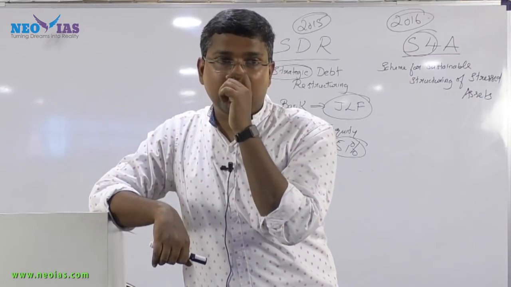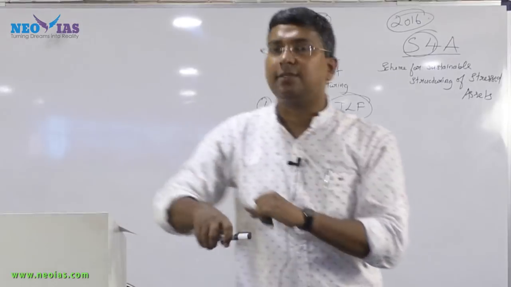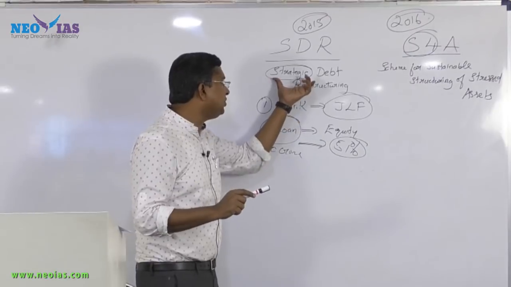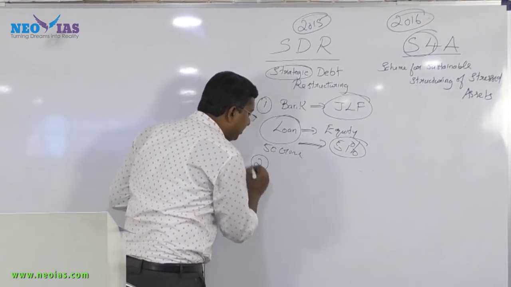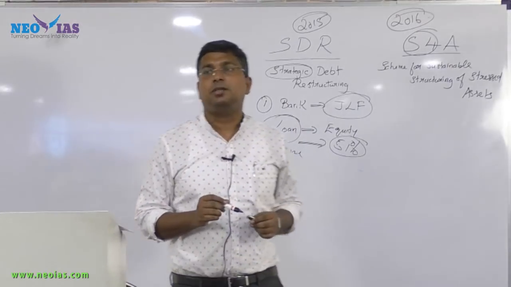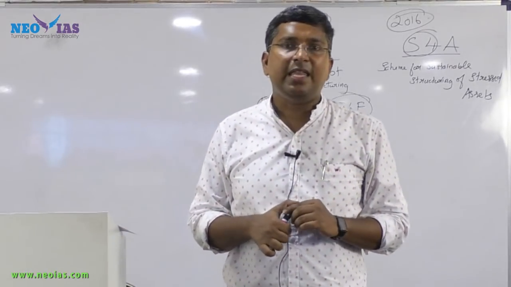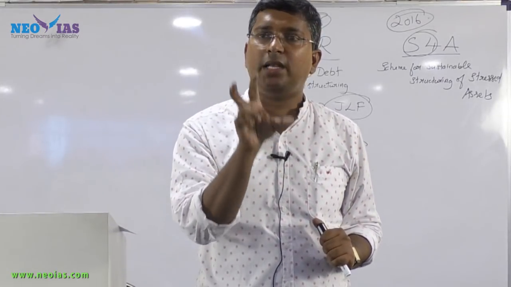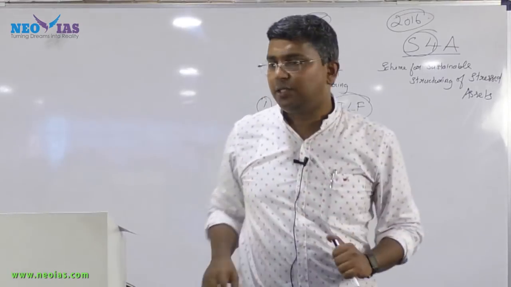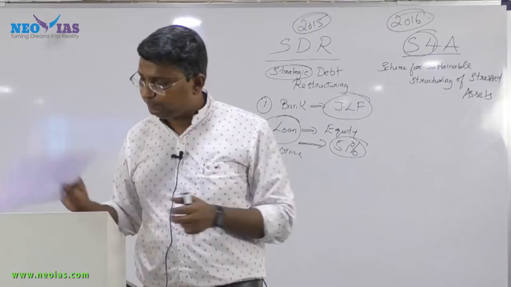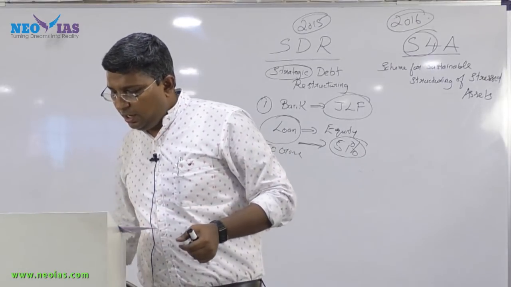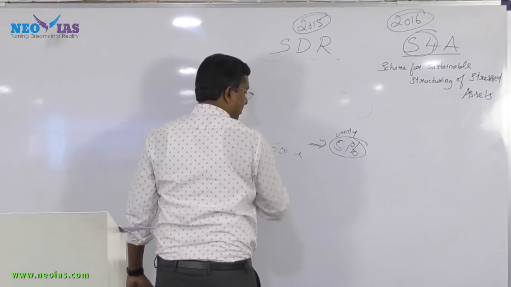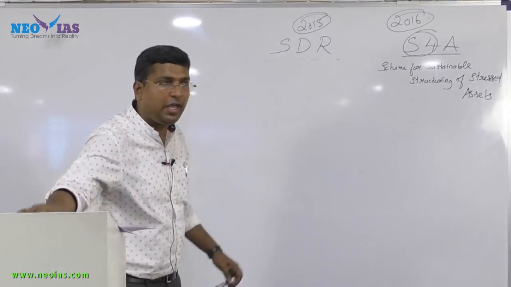Now, while reading, this is one important point: converting loan to equity. But the second thing is the change in management control. The other thing is that any decision of the joint lender forum, this is a very important point, has to be approved by 75% of creditors. This value is very important.